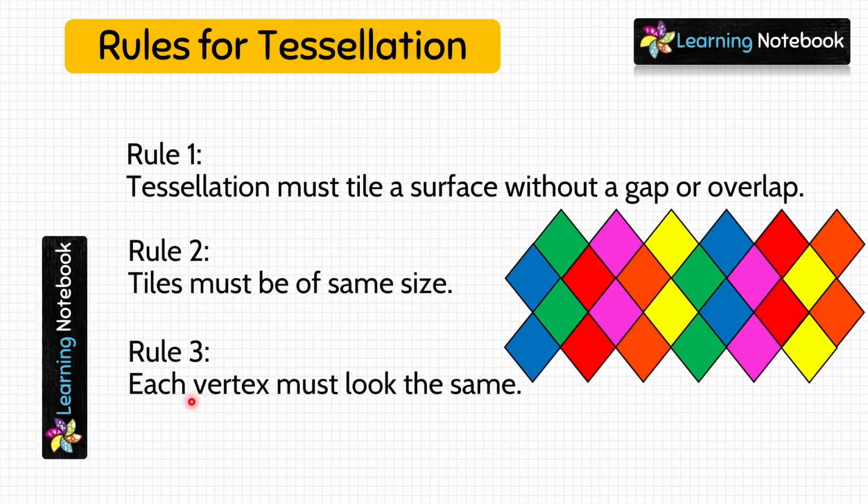Now the third rule is each vertex must look the same. Here students, this is a vertex and every vertex, be it this vertex or this, every vertex looks the same. You can check any vertex, it will look the same. So these are the 3 rules for tessellation.